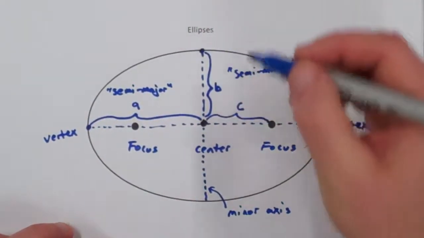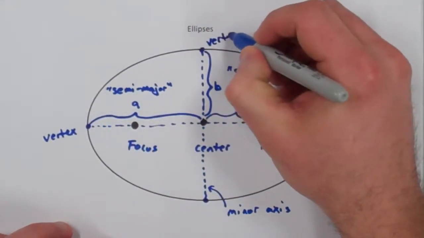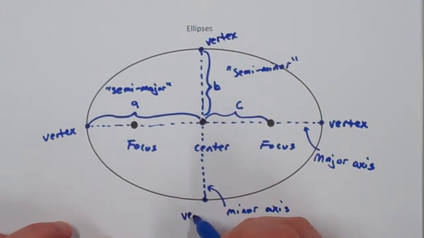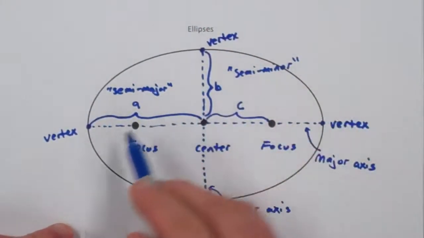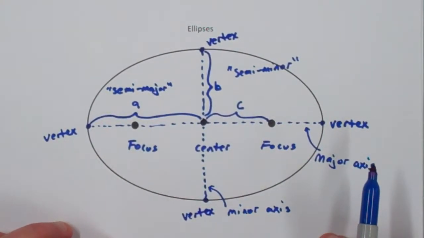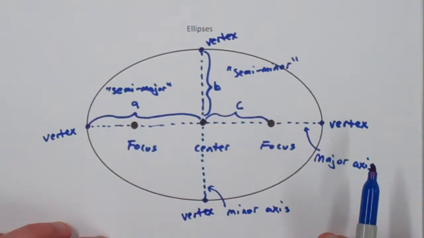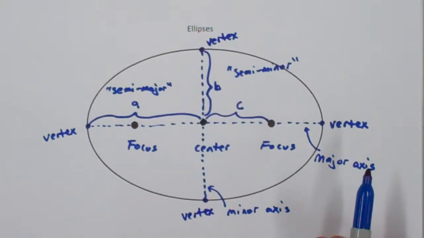Now where the minor axis meets the ellipse, those are vertices as well. So we've got a vertex here and a vertex here, and you might hear these called the minor axis vertices, and then the ones that are on the major axis would be called the major axis vertices. But essentially that's what it is. Here's an ellipse. This is really all the vocabulary that you need to know.